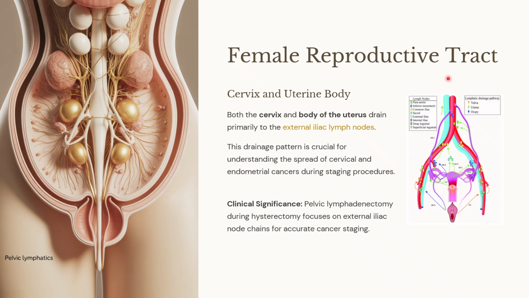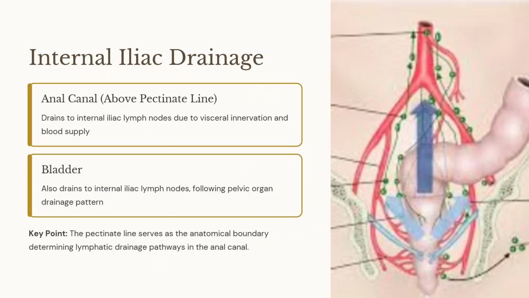The female reproductive tract. The cervix as well as the uterine body of the female reproductive tract drains to the external iliac nodes. Whereas the internal iliac nodes handle the drainage from the bladder, the rectum as well as the anal canal above the pectinate line. So, to reinforce, external iliac nodes drain the body of the uterus and the cervix, while the internal iliac nodes drain the bladder, the rectum and the anal canal above the pectinate line.